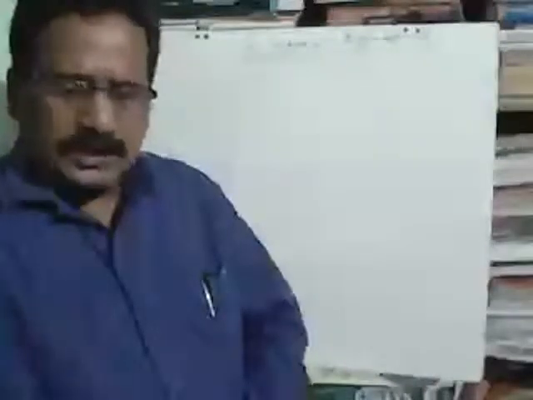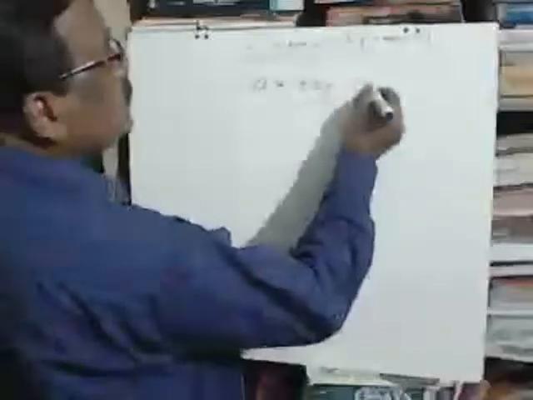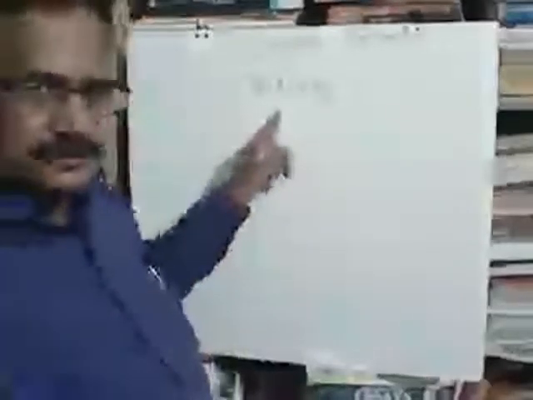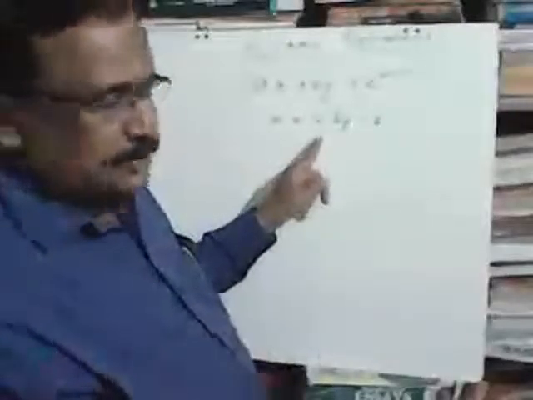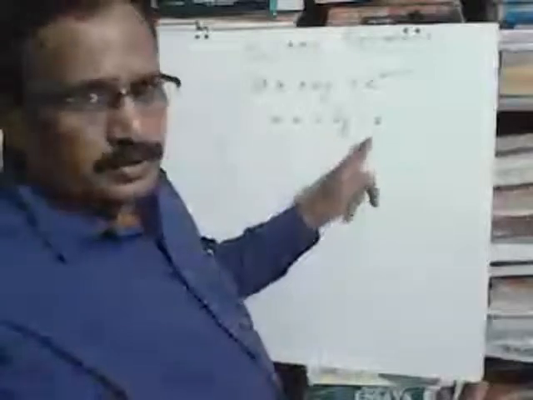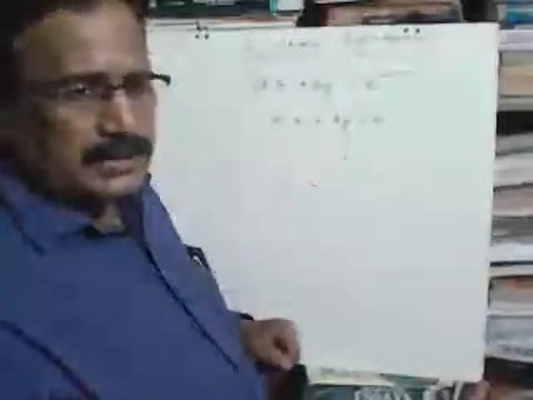Graphical representation of a line. A straight line is represented by a linear equation ax plus by equal to c. This represents a straight line. If c equal to 0, this line always passes through the origin. Remember one point: when the constant term c is 0, the graph of the line passes through the origin.